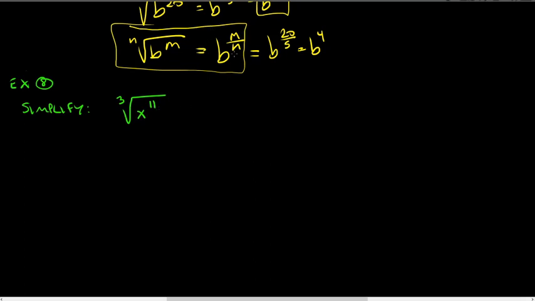Well, you could do it the same way as we did the previous problem, right? This is, after all, n is 3 and m is 11. So this should just be x to the power 11 over 3, right? That's converting this to an exponent. But that's not the question. The question didn't say to convert to an exponent. We did that in 10.2, in the previous video.